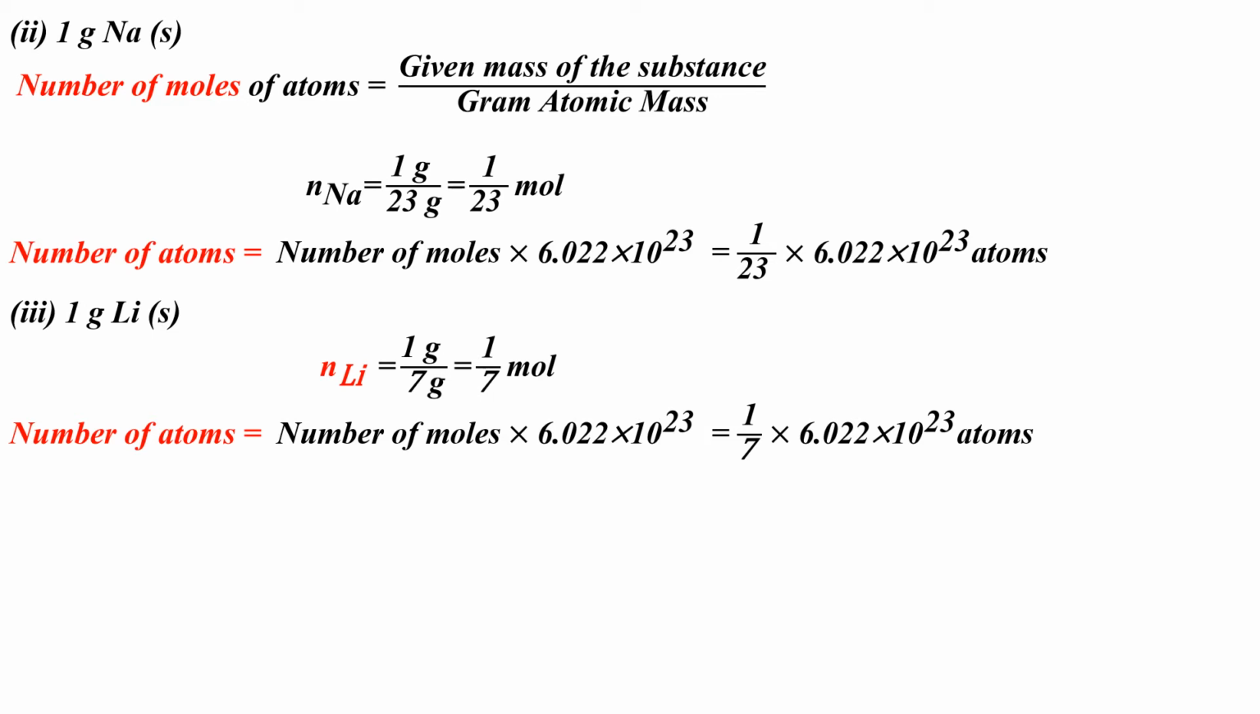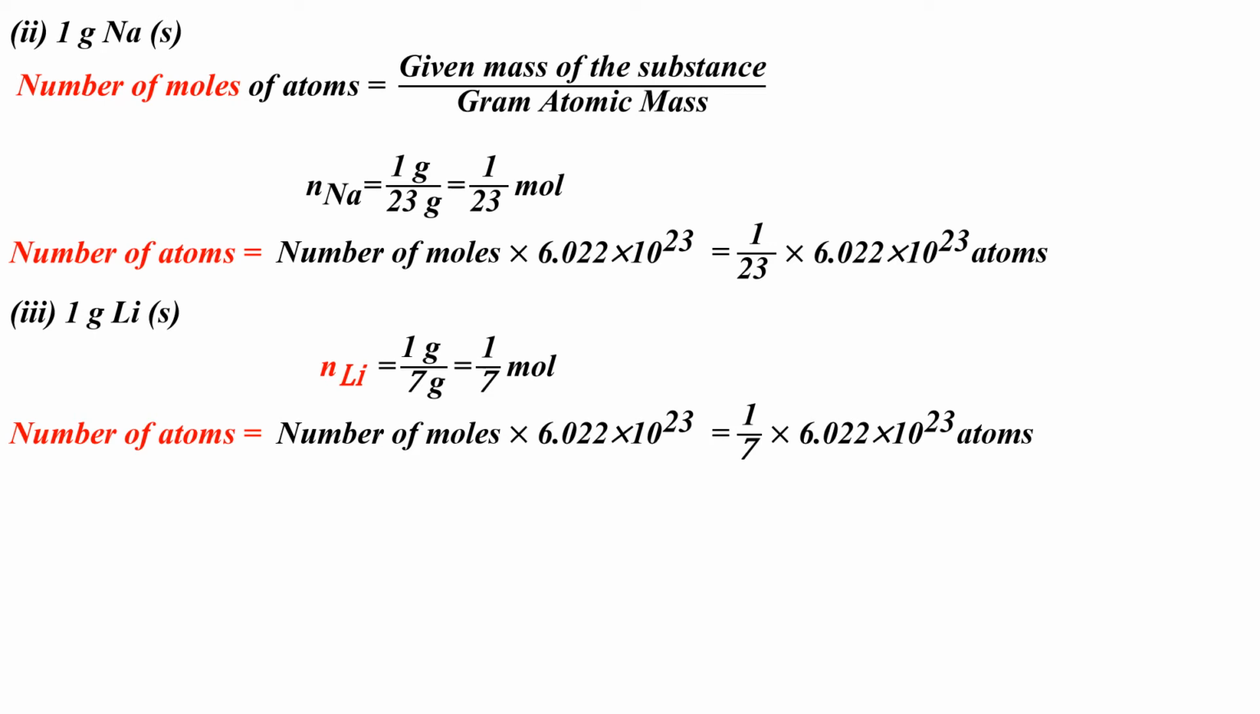Now let's look at this third case, 1 gram of lithium. Now the number of moles present in 1 gram of lithium is equal to, what is the given mass of lithium? It is 1 gram divided by the gram atomic mass of lithium, which is 7 grams. Okay, so you write these in the formula and you get 1 divided by 7 moles as the number of moles present in 1 gram lithium.